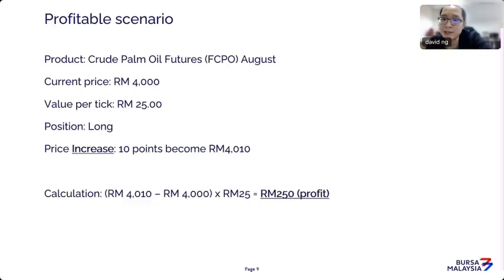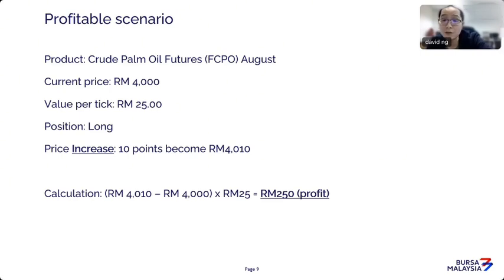So I'm just going to give you some basic scenarios where your positions in the futures market are profitable, and what are the scenarios where your positions are not profitable. Now, in the profitable scenario, calculating your P&L is actually very simple. I'm just taking a drawing example from the SCPO contract. Say, for example, the current price is 4,000, and the value per tick is 25 ringgit. If you have a view that the market is going to go up in the next hour or the next day, you're probably going to take a long position at 4,000. And true enough, the market went up 10 points to 4,010. That means every 1 point is 25 ringgit. So technically, you have made a profit of 250 ringgit.